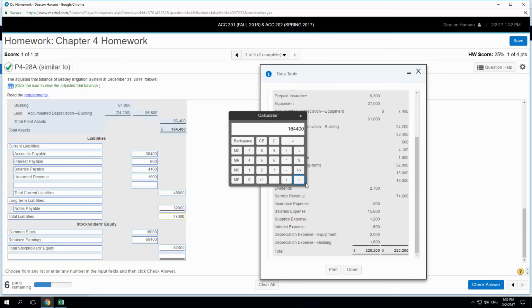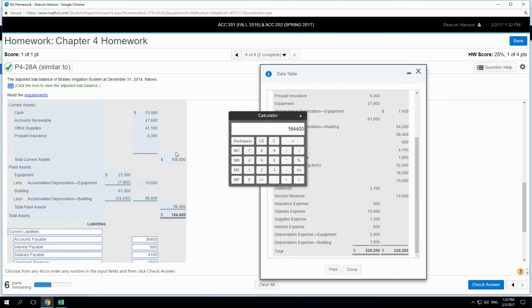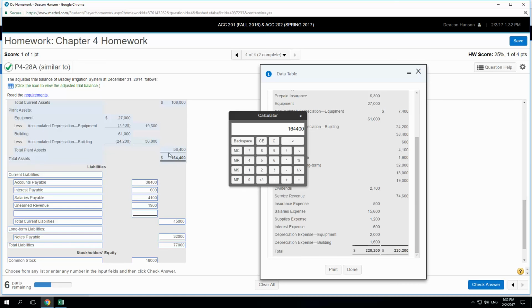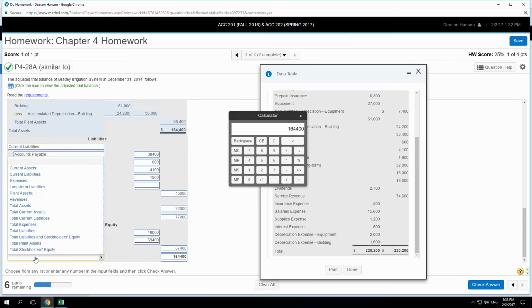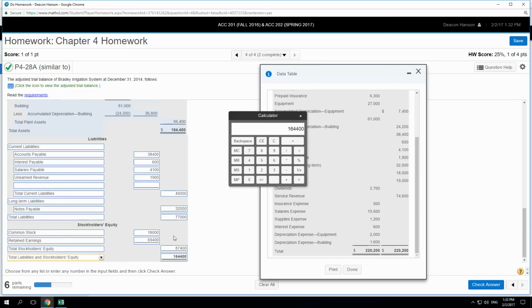164,400. Before you even type it in, take a look back up at your total assets. Make sure that that's the same number, and in this case it is, 164,400. So I think that's a pretty good number. I'm going to put that down here, and that's going to be called my total liabilities and stockholders' equity.